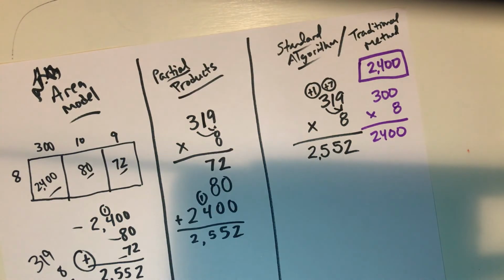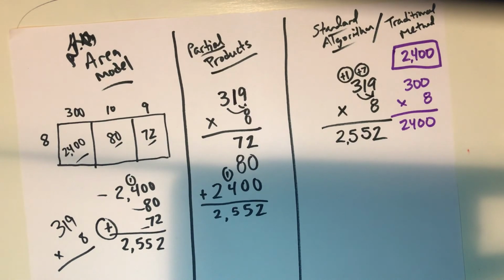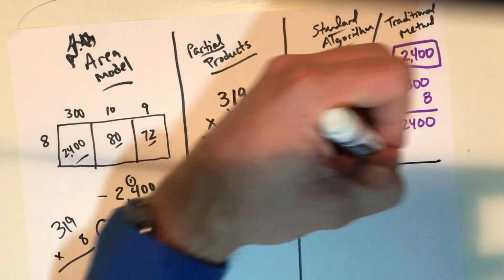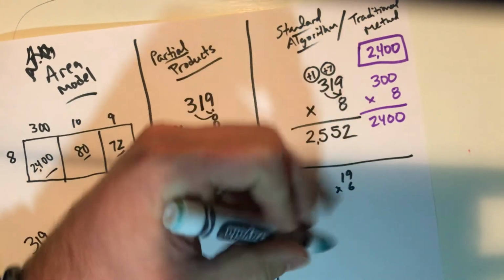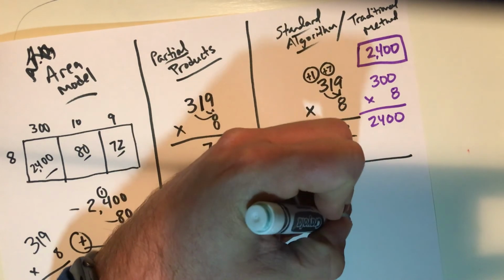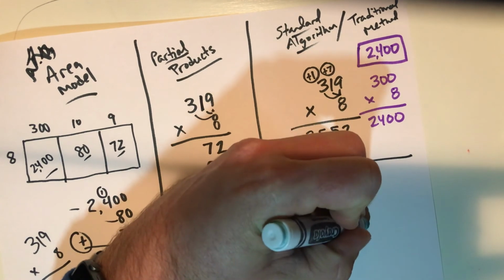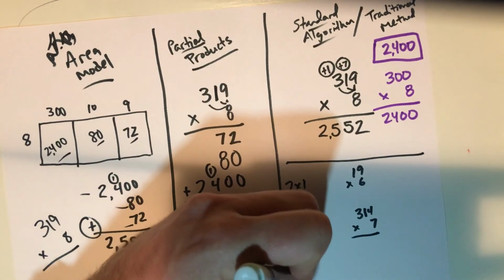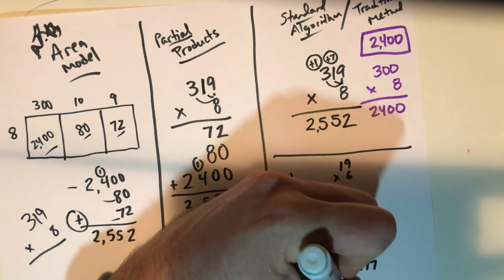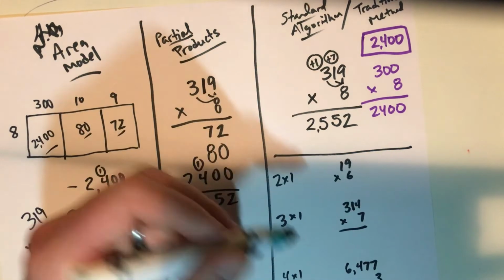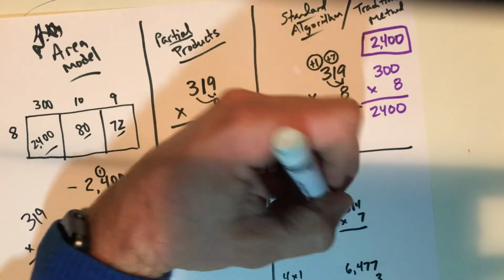That's just the standard algorithm, partial products, and area model using arrays. And that's just for 2 by 1 digit, something like 19 times 6. And that's 3 by 1, which is 314 times 7 or something like that. And 4 by 1, which would be like 6,477 times 3, right? Problems like that. That's what we're gonna do.